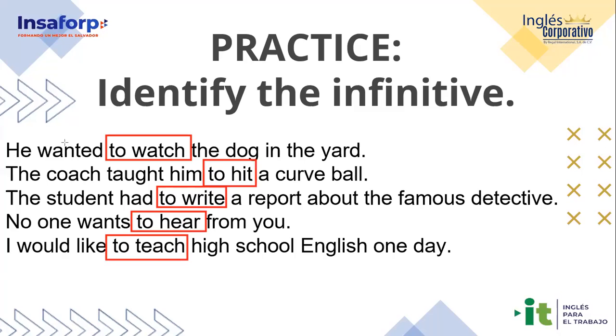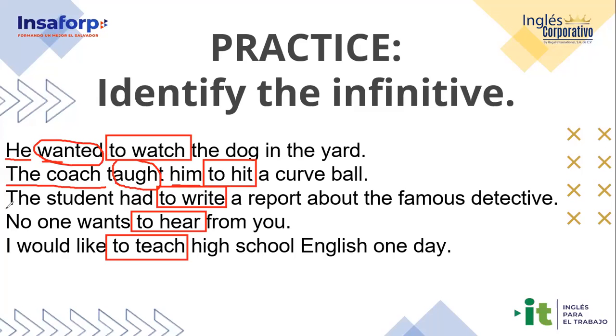Exactly, and as you can see, como pueden notar, en todas las oraciones, miren, tenemos un sujeto y tenemos un verbo y de ahí tenemos el infinitivo, okay? And something here again, what is the subject in this one? And number two, what would be the subject? The coach. Ajá, the coach, el entrenador. Y después tenemos el verbo. ¿Cuál es el verbo? Taught, okay? Es en pasado, el próximo módulo vamos a ver. Y después tenemos un objeto, y después el verbo.